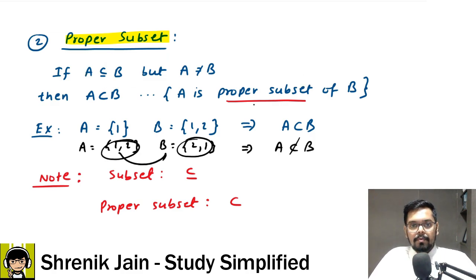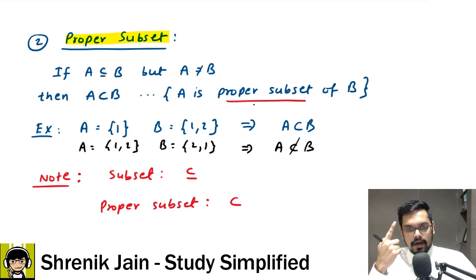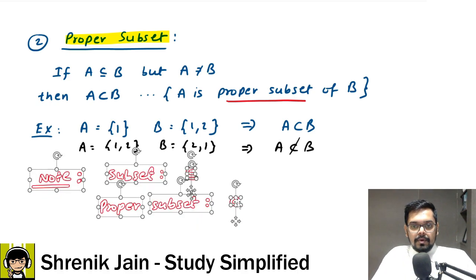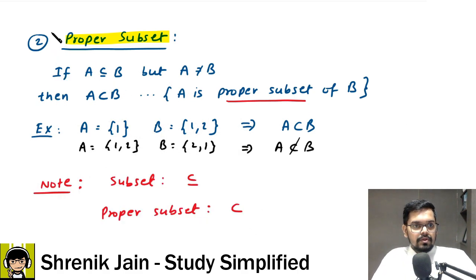Understood? To become a proper subset, two conditions. First, you have to be a subset. And second, both the sets should not be the same. That's all. So this was a very key note about the symbol also. You have to be very careful in the competitive exam.